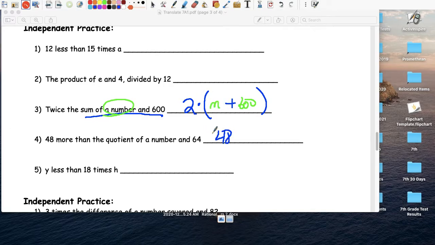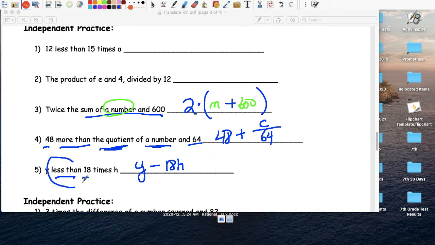48 is 48. More than is plus. Quotient is division. So we're going to divide. What are we going to divide? A number. So we put that on top. C and 64. Y is y. Less than is minus. 18 is 18. 18 times h, or 18h. Turn around. Yes, it is. So I'm going to switch that to this.